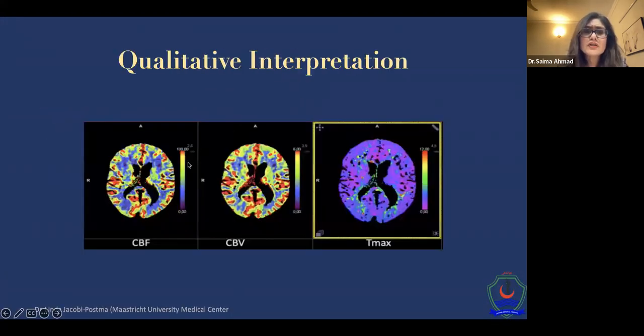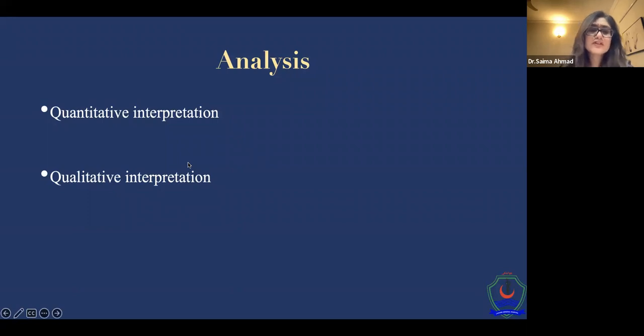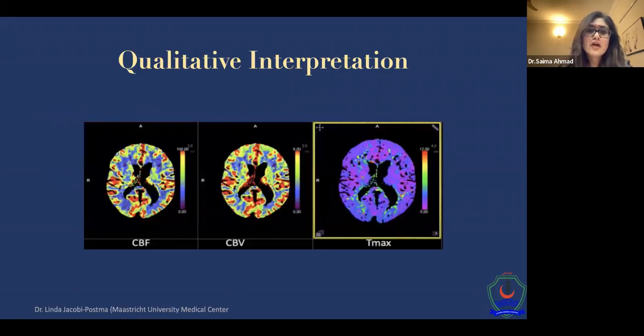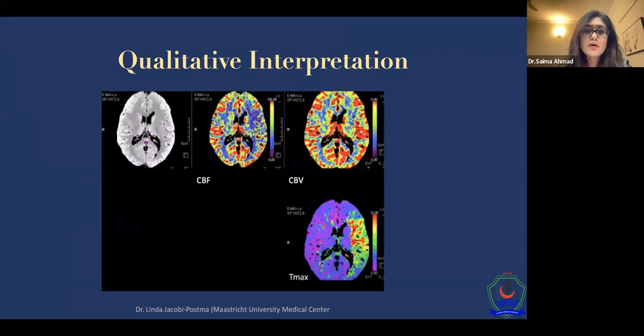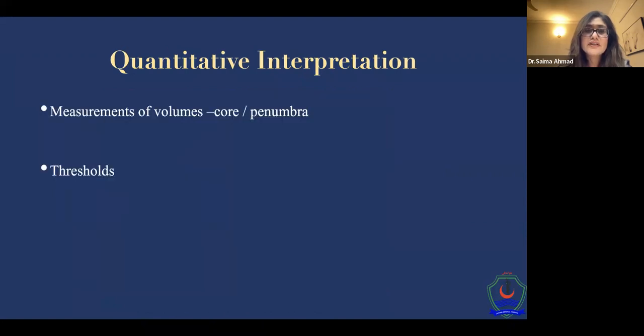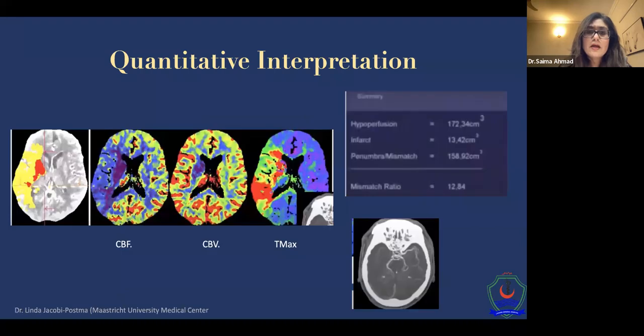Now, a few words about the analysis. We have quantitative interpretation and qualitative interpretation. Qualitative interpretation I have already talked about. It's about the CBF, CBV, and Tmax. And then the quantitative interpretation is the measurement of the volumes, the core and the penumbra. Software can calculate this for you, and our outcome depends upon the quantitative interpretation of the CTP, because it tells you about the volumes of the core and penumbra, and of course about the thresholds.